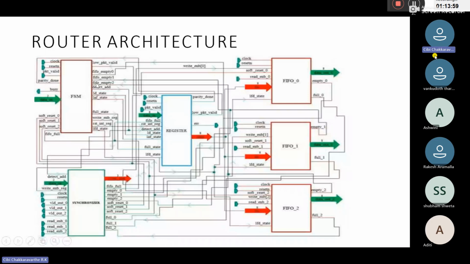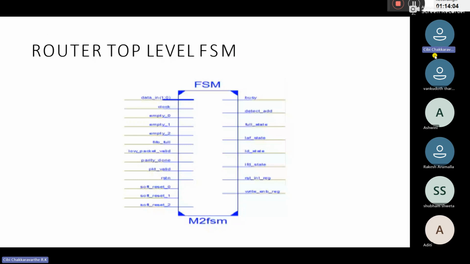So where we are in this FSM? See, FSM full state, and LAF in the sense load after full. We saw the FSM, no? And there is a state called load after full. That is what it is here. This is the pin diagram, the actual implementation of the FSM. Then LD in the sense load data. Then as I told, LFD means load first data. Then what does this mean? Register reset, particularly for that register alone.